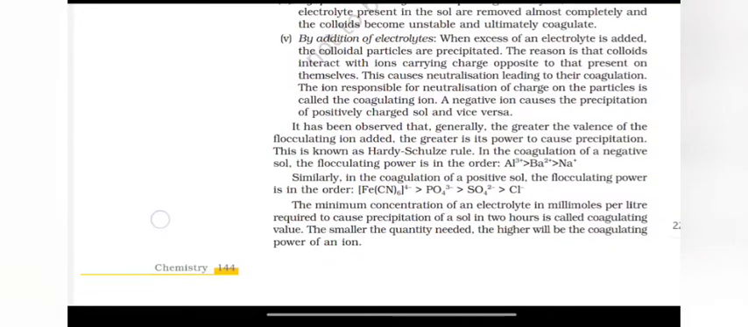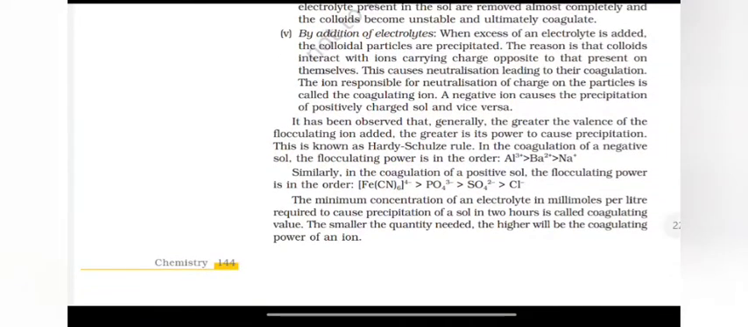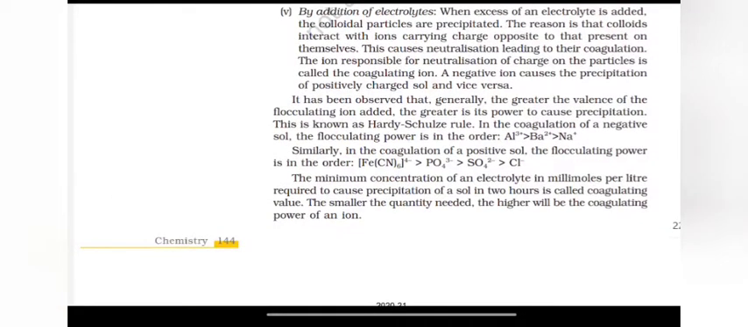By addition of electrolytes, when excess of electrolyte is added, the colloidal particles are precipitated. The reason is that colloids interact with ions carrying charge opposite to that present on themselves. This causes neutralization, leading to their coagulation. The ions responsible for the neutralization of charge of particles are called coagulating ions. A negative ion causes precipitation of positively charged sol and vice versa.